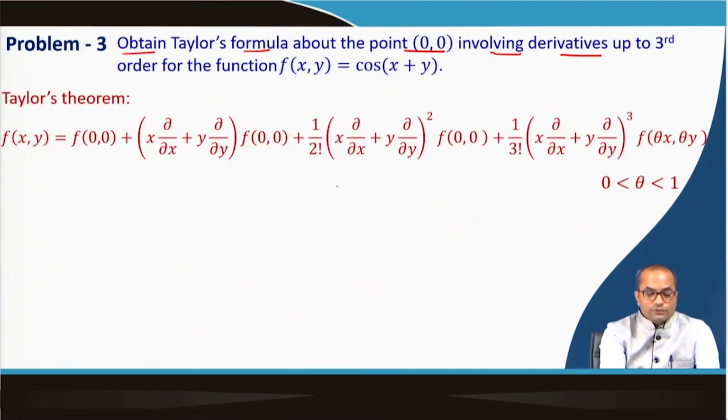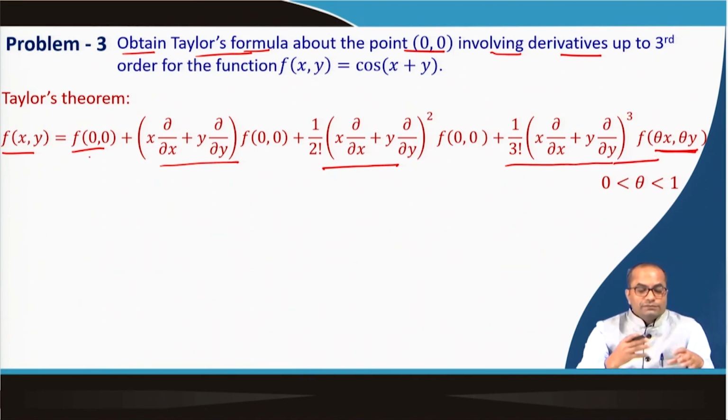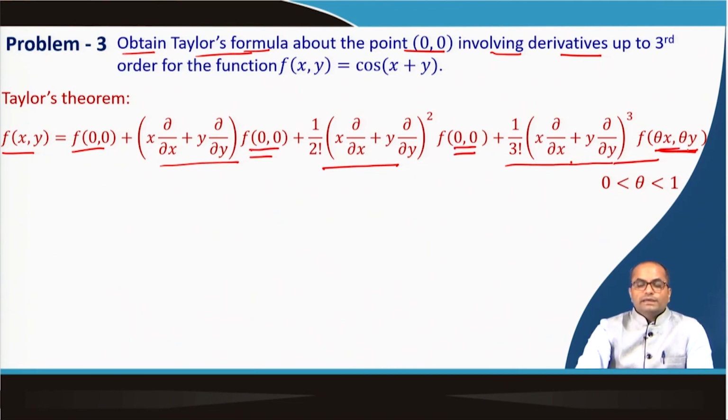So, we need to get, of course, the Taylor's theorem now: f(x, y), f(0, 0), the first order terms, the second order terms, and then the third order terms. But then since we are talking about the Taylor's formula, not the Taylor's polynomial, we have to have that remainder term which will include these third order derivatives. Well, so for that we need the first order derivatives, the second order derivatives, and third order derivatives. So, first and second order derivatives at (0, 0) and third order derivative we need at the general point.